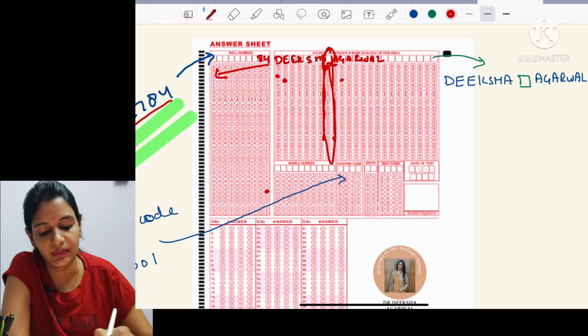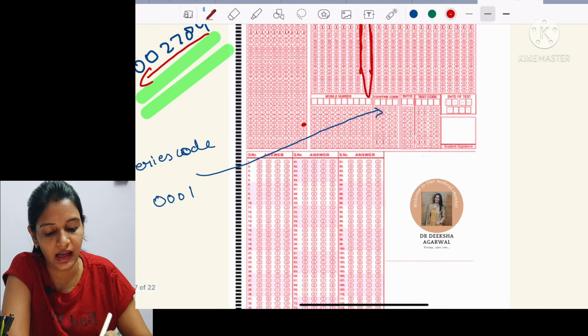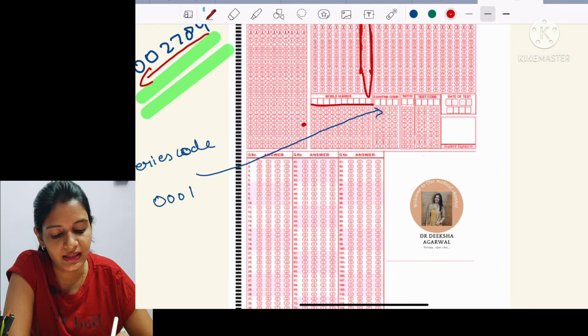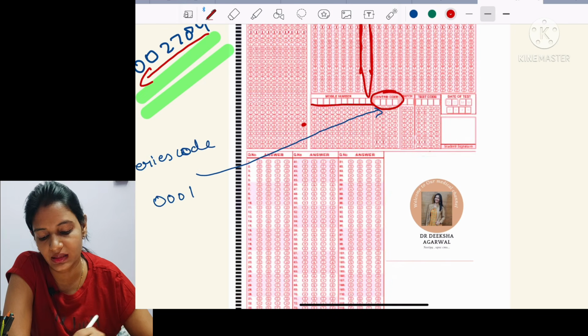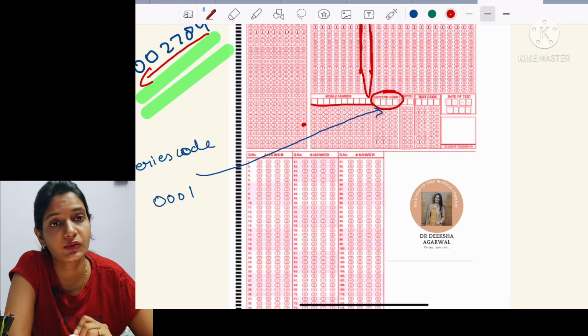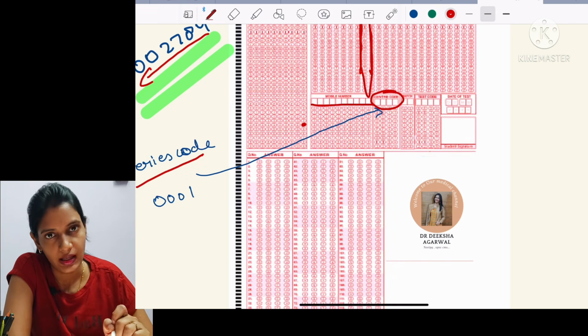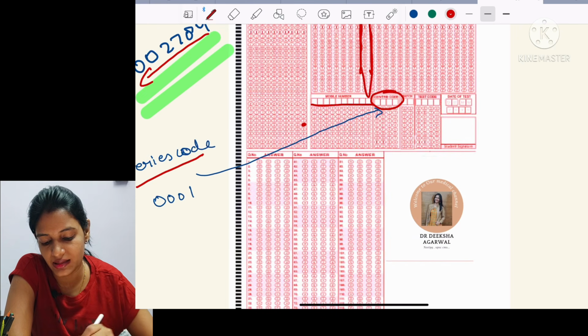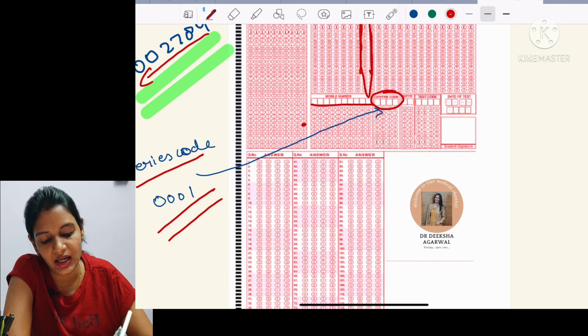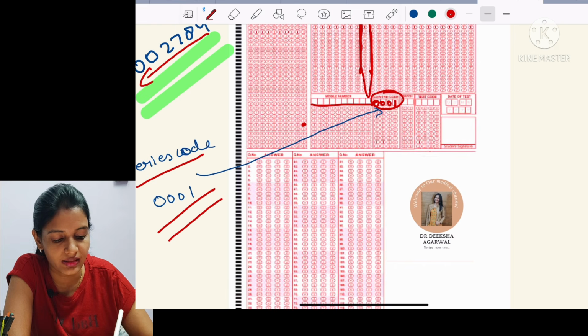Next thing is the mobile number. You have to fill the mobile number here and mark accordingly. Now the center code, they can provide you with anything. Either they can provide you with the center code, or the series code, or the booklet code. It would be written in the instructions, so read the instructions properly, and whatever they say, follow it. Again start from the end here, then write here. So always follow this order instead of this.